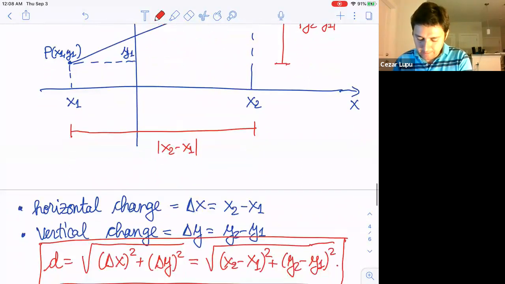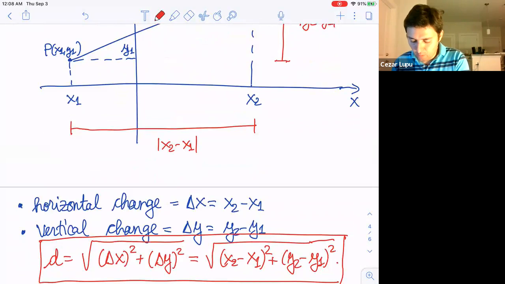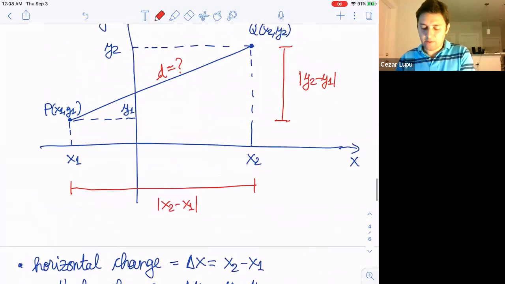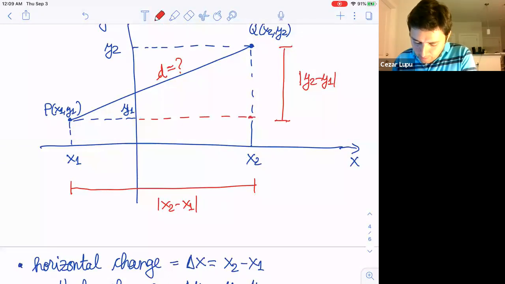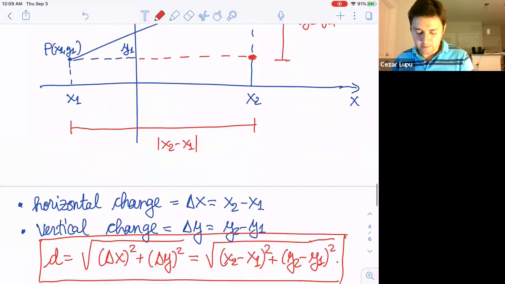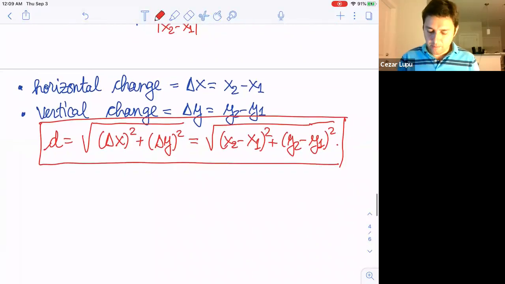In fact, this is just the Pythagoras theorem. If you look at this, let's say here I have another point. I can write the distance from P to this other point, and also the distance from this point to Q. So this is a right angle triangle, and I can find D. That's pretty much it.